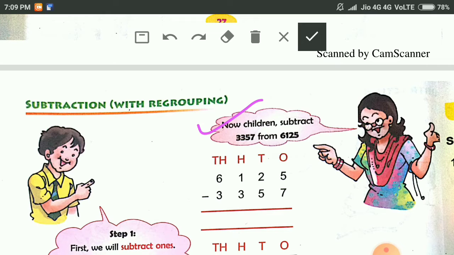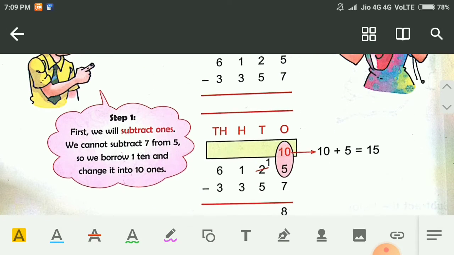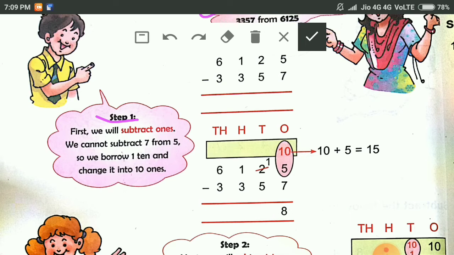You have to subtract 3,357 from 6,125. Here is the first step. First, we will subtract ones. This is the rule of subtraction. We will have to subtract ones.